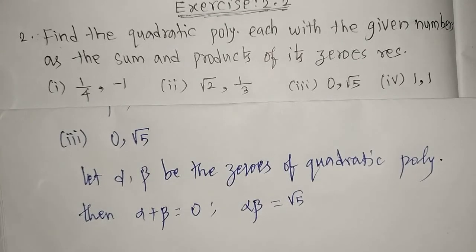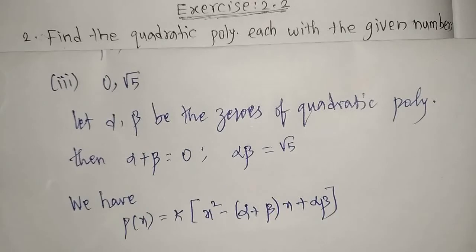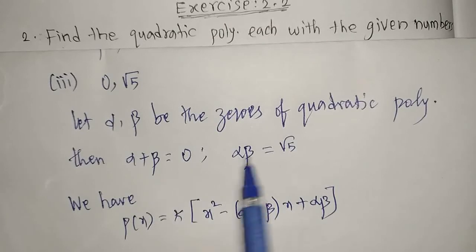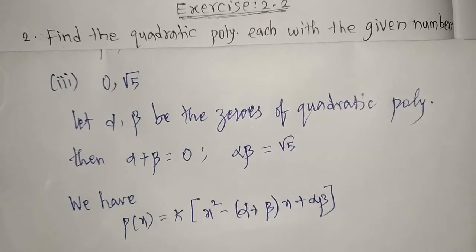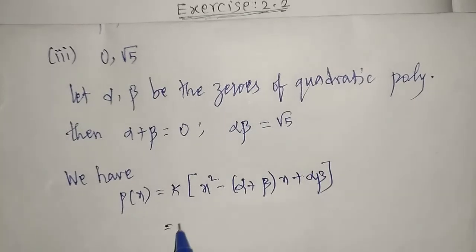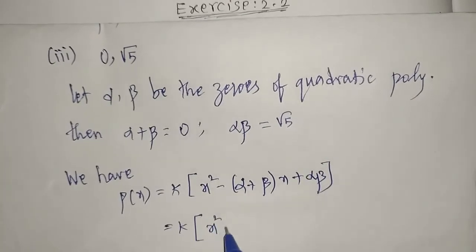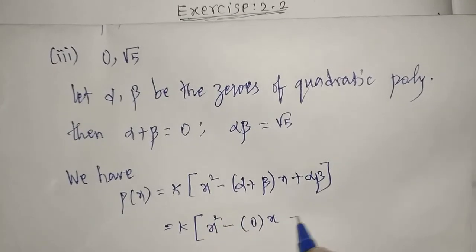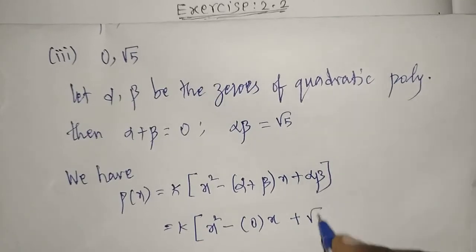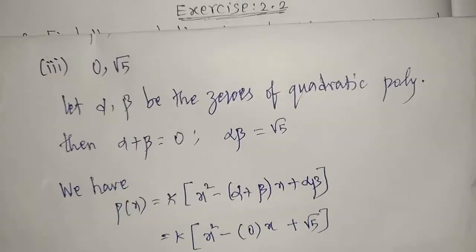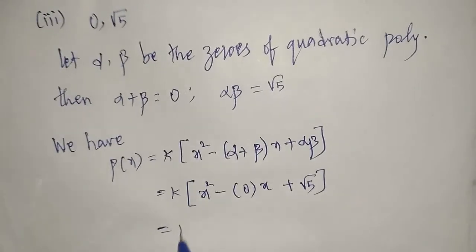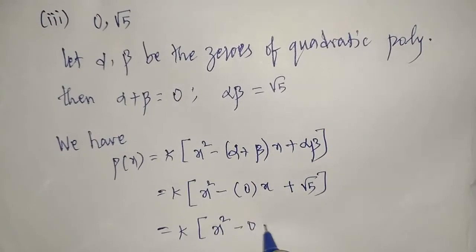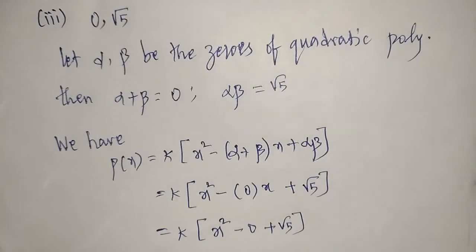Then we have to write the standard form of a quadratic equation. I wrote the standard form here, so in this formula we need to substitute alpha plus beta equal to 0 and alpha beta equal to root 5. Okay, now k is a constant, x square minus alpha plus beta, which is 0, into x, plus alpha into beta, which is root 5. Then 0 into anything is 0. Then x square, 0 into x is fully 0, plus root 5.